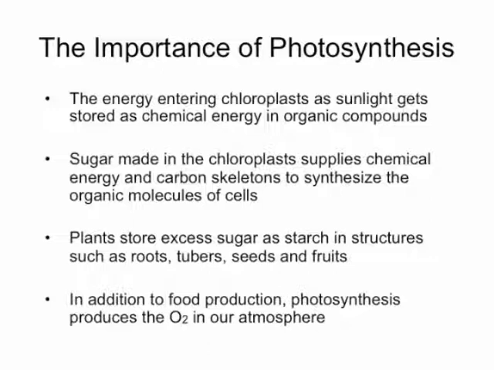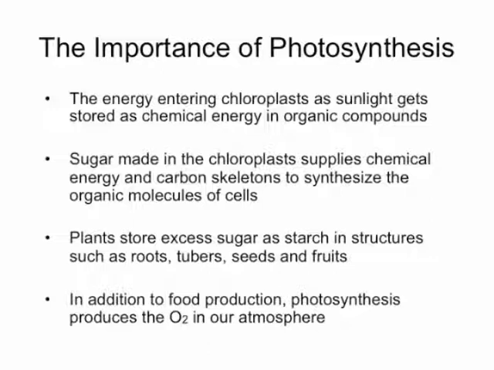And then animals as well will use these products either as a fuel source or as a structural component. So things like chitin are made from sugars as well. Plants will store their excess sugar as starches in structures such as roots, tubers, seeds, and fruits. And this is why these are the things we like to eat.